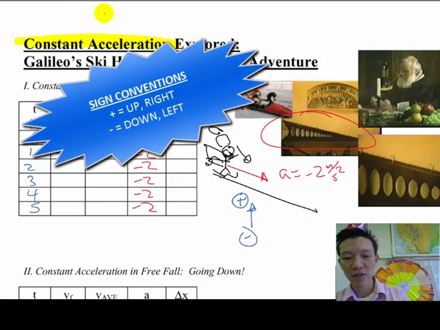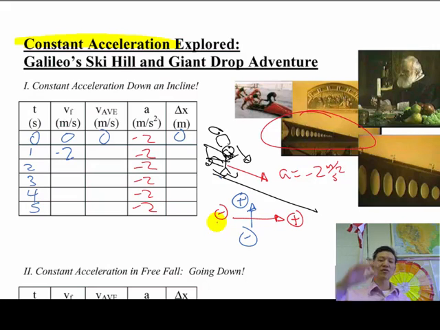How about to the right? Let's call to the right what? Positive, and to the left, negative. So in this case, we're just looking at it in terms of going down the hill. That's our frame of reference.